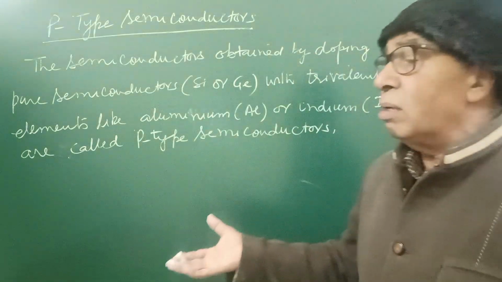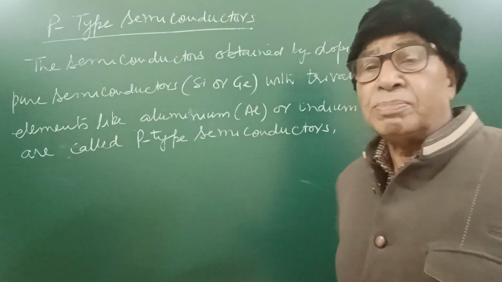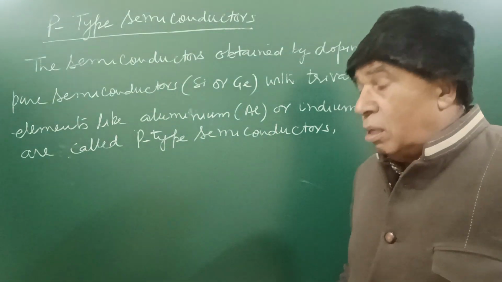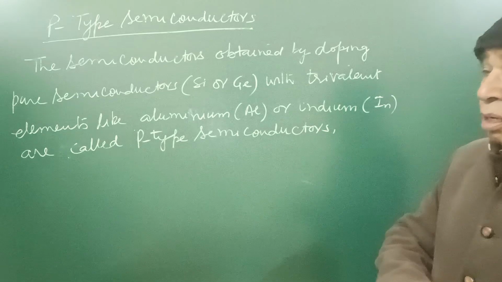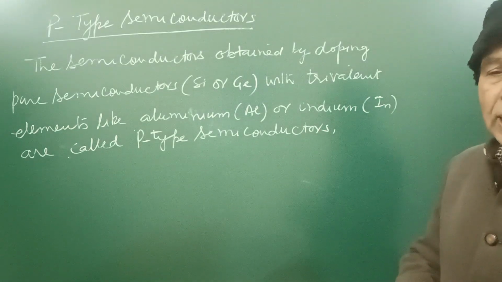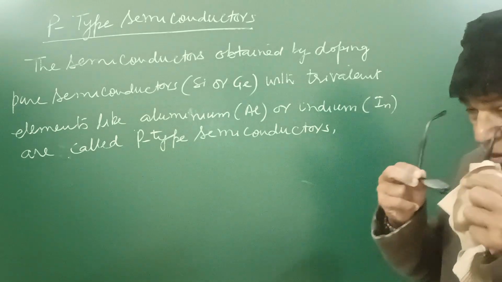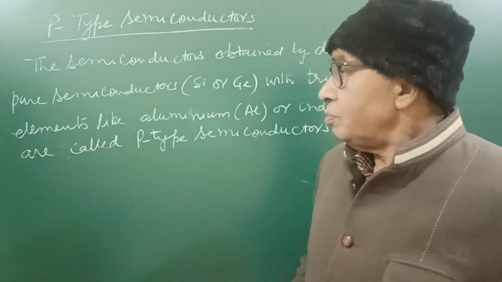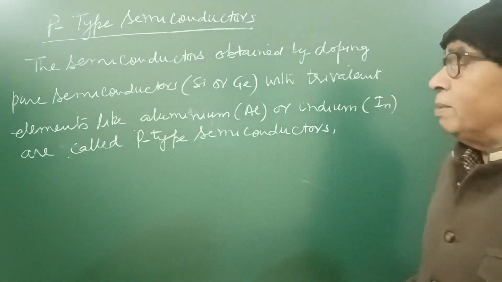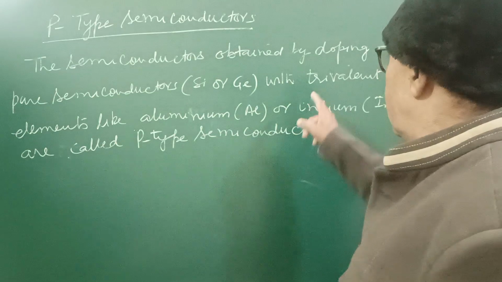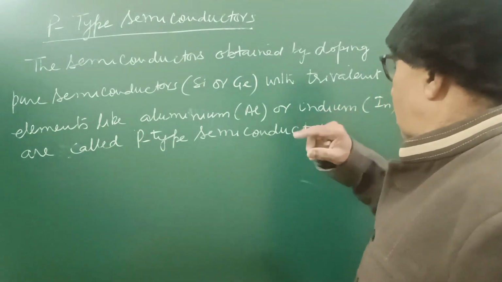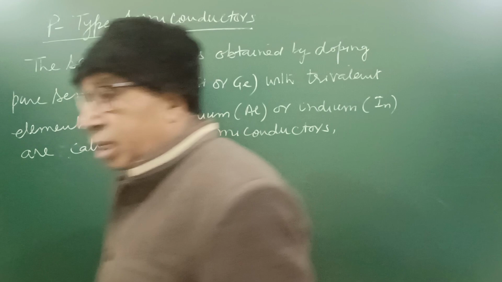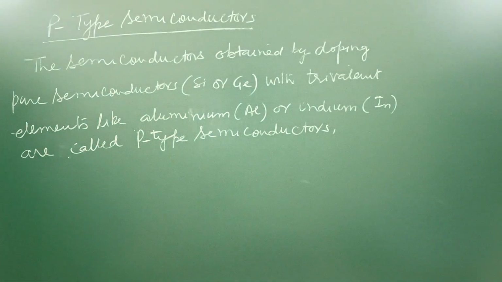When a group 14 element... simply say pure semiconductor. The extrinsic semiconductors are obtained by doping the pure semiconductor with trivalent and pentavalent elements. It is a simple thing. There are many such statements that different people make in different ways, but we must be very plain. So, semiconductors obtained by doping pure semiconductors like silicon and germanium with trivalent elements, these are group 13 elements, are called P-type semiconductors.